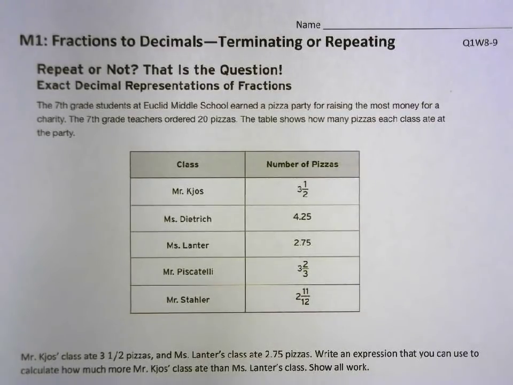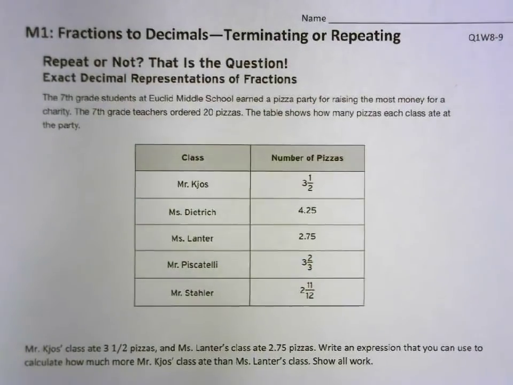So I found this problem and I wanted us to look at it because I thought it was pretty interesting. Repeat or not? That is the question. So there's a scenario here. The 7th grade students at Euclid Middle School earned a pizza party for raising the most money for a charity. The 7th grade teachers ordered 20 pizzas. The table shows how many pizzas each class ate at the party.